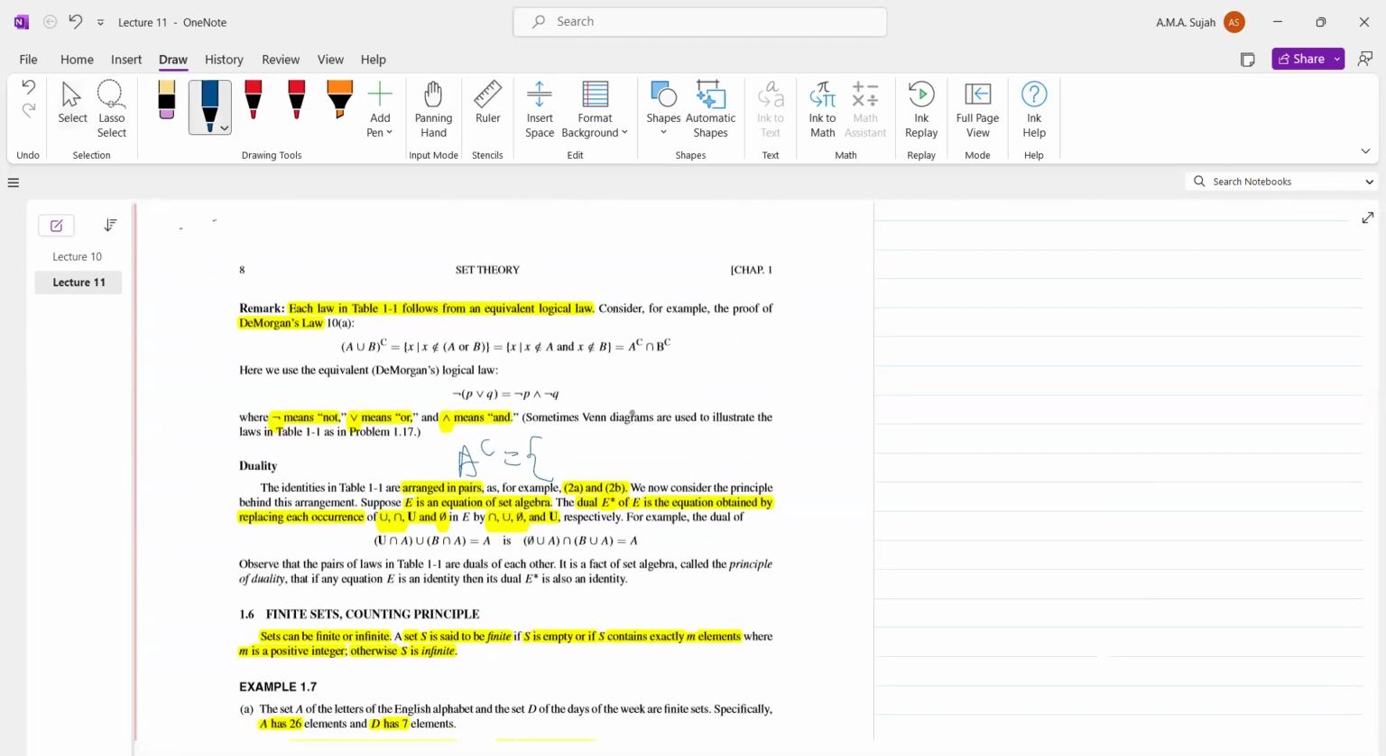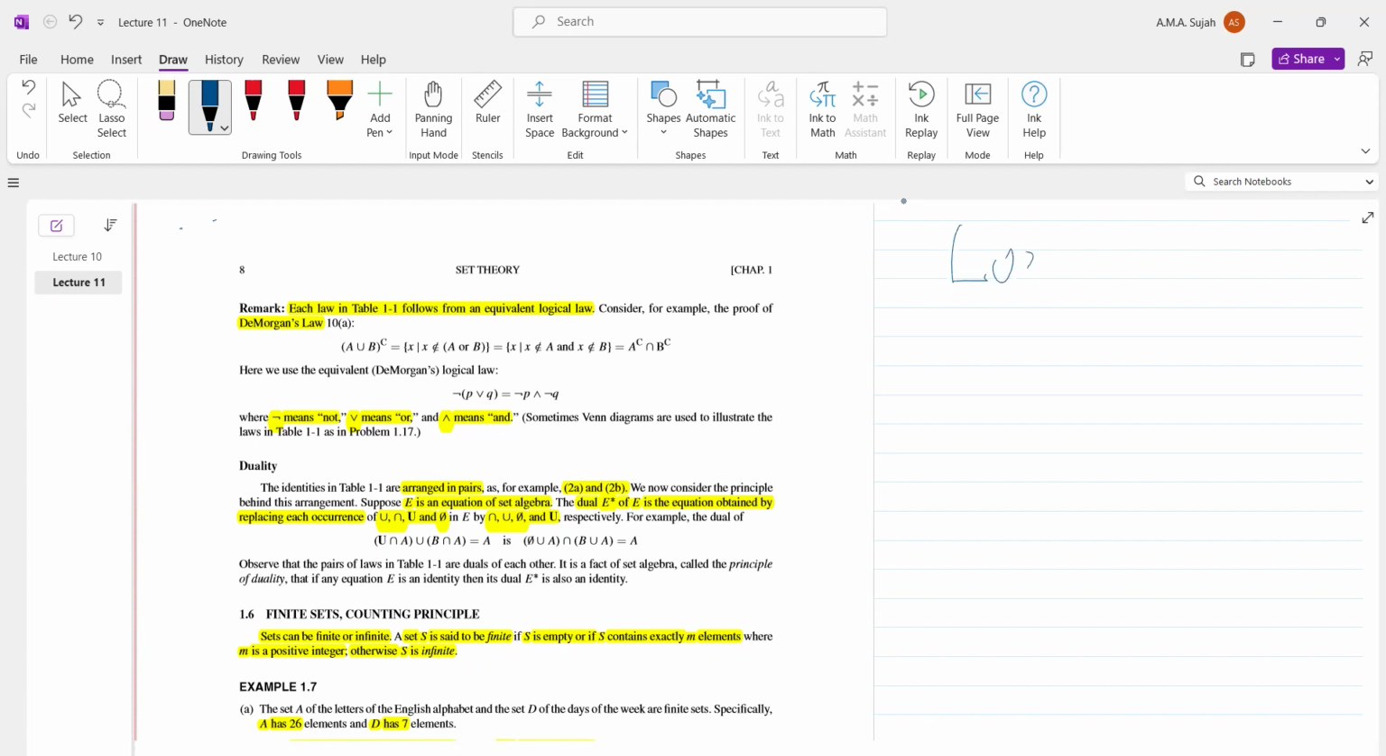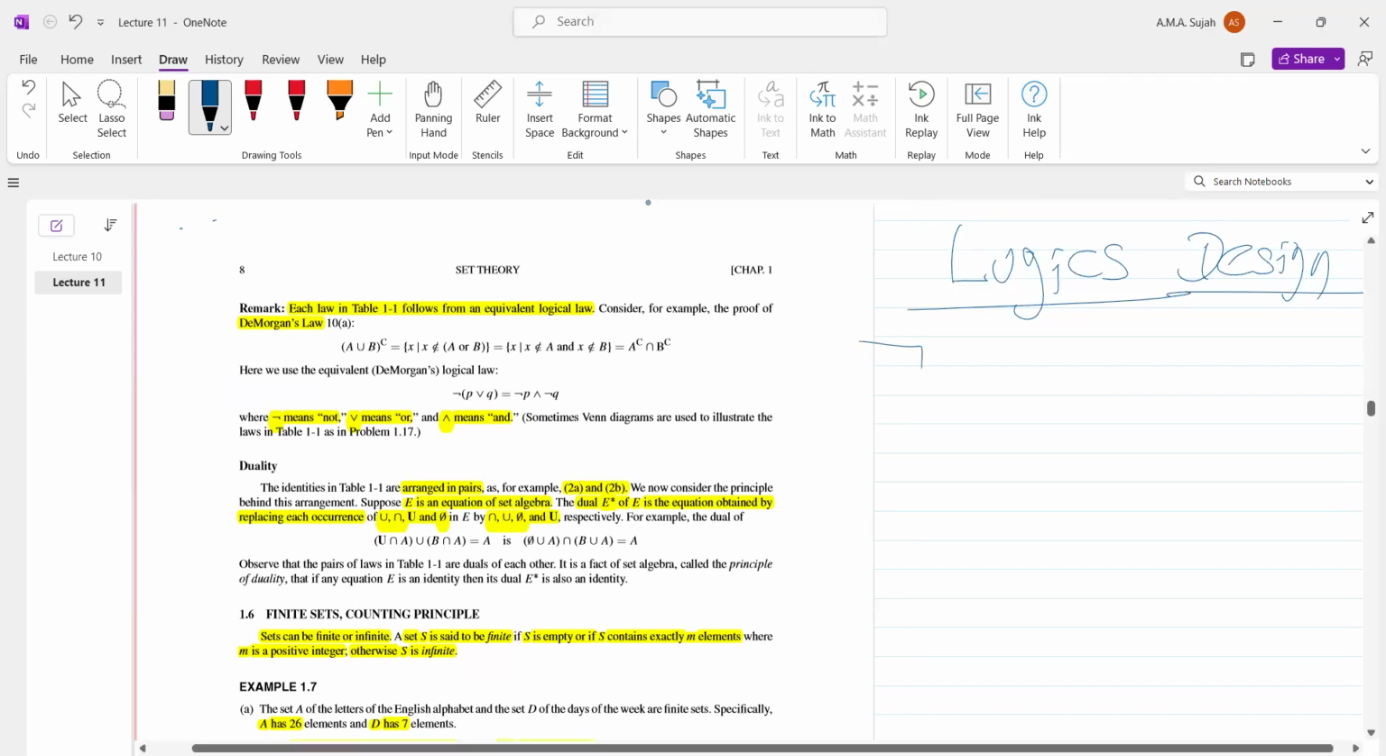Okay, now we will move on. I think you have a subject called logics, right? Did you learn logics? Logic diagrams, likewise, I think you have some subject, right? Logic design or something, right? Tell me. Okay.